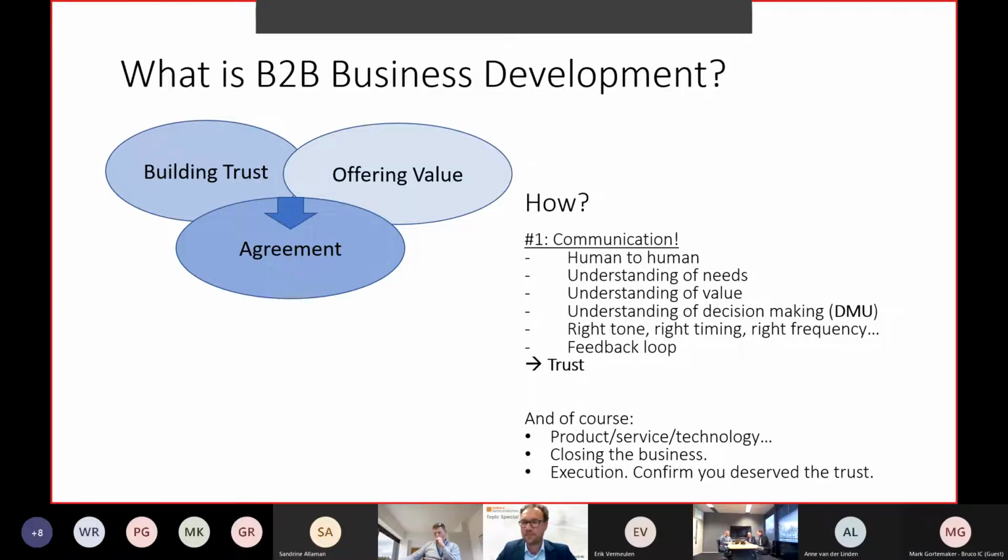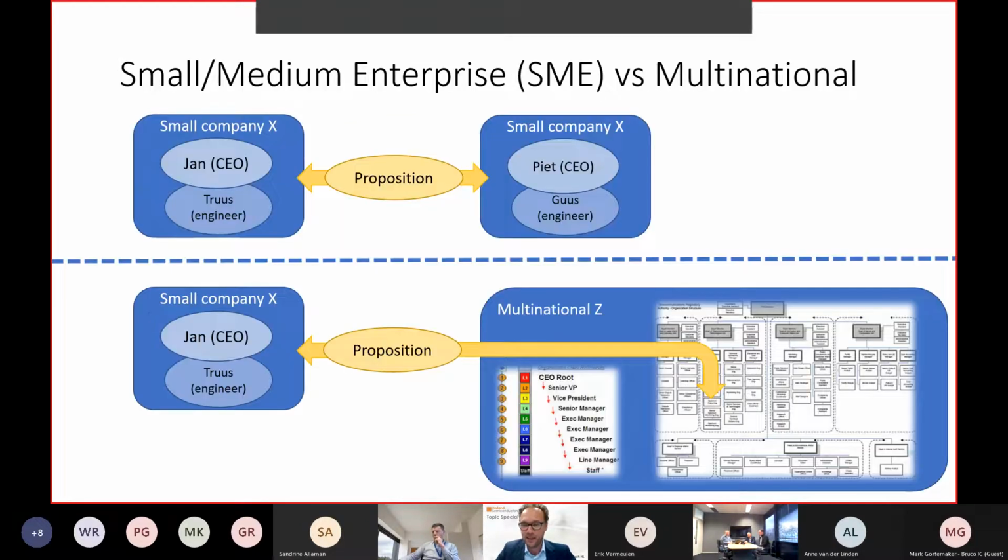Okay, gentlemen, thank you. So I'd like to zoom in a little bit on the original question about small and medium enterprise versus multinational. I think most of the companies in our ecosystem in the Dutch semiconductor landscape are small and medium enterprises. And if you are doing business from small company to small company, then it can be quite straightforward. As a director of one company, you may know the director of another company, and the engineers working there are talking to each other, and it can all go quite naturally, and that is nice.